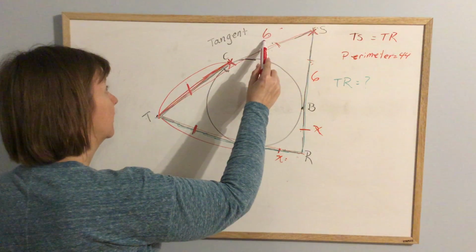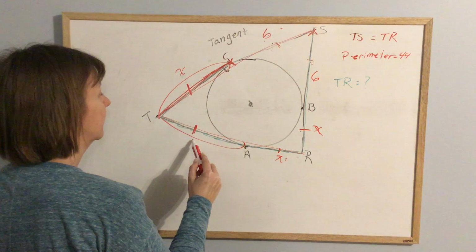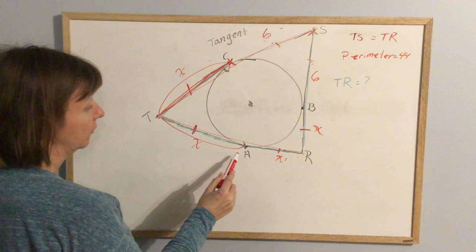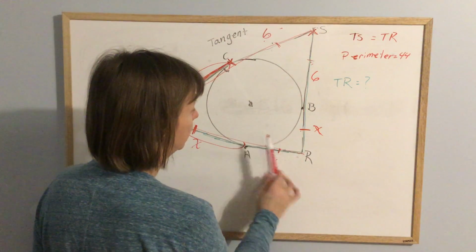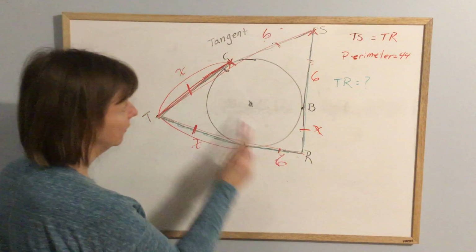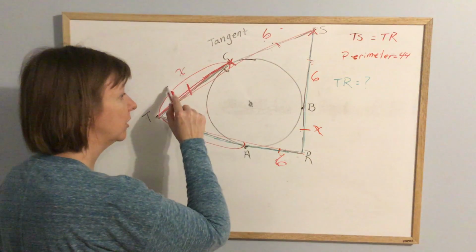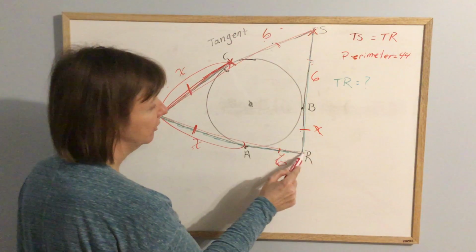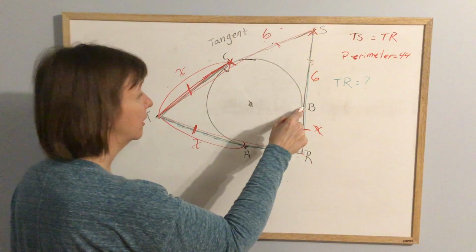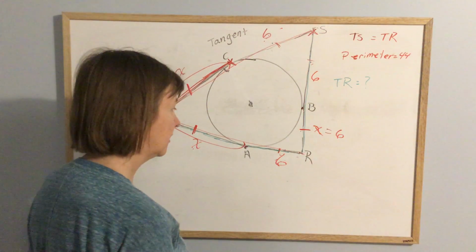If that is 6, and this is x, and this is also x, because I don't know the length of it, then this has to be 6, because the two lines are the same length. So it has to be 6 plus x and 6 plus x. But if that's 6, and that's a point of tangency, and that's an external point, and that's a point of tangency, and that's an external point, that also has to be 6.